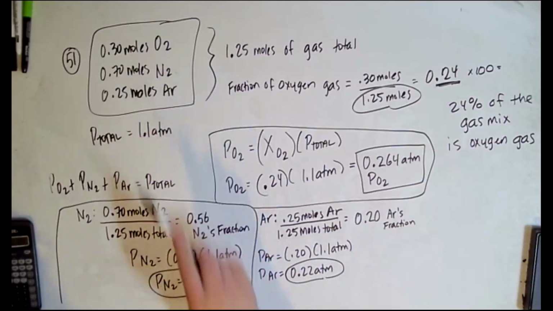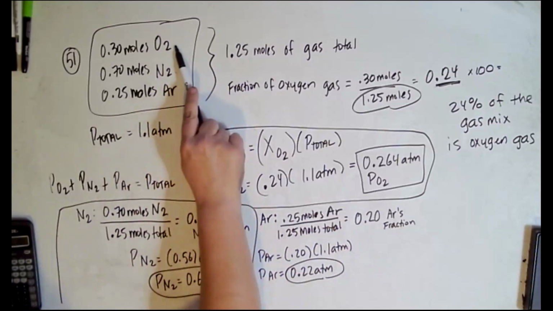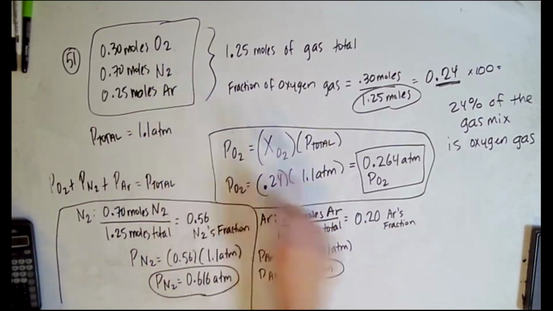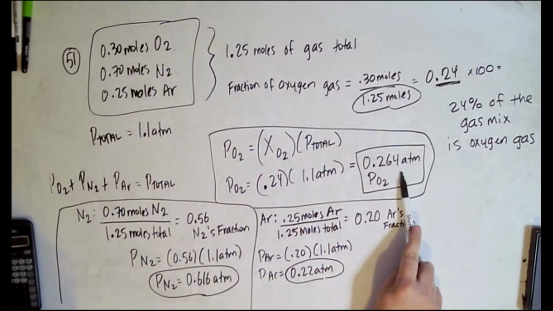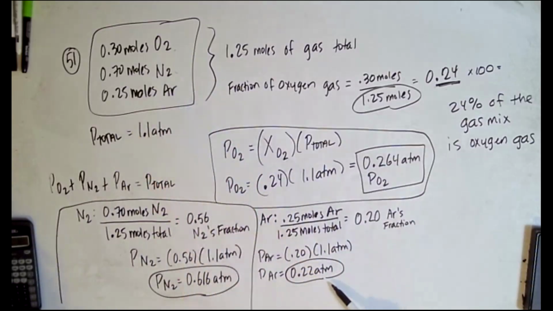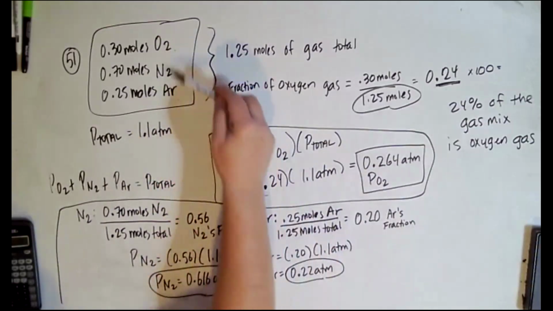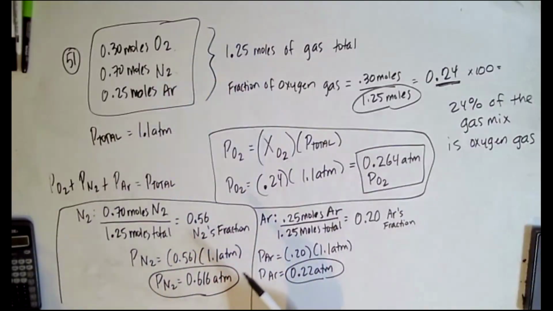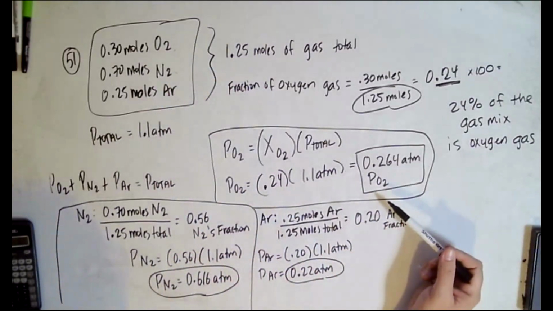Nitrogen's moles were the biggest. Nitrogen's pressure is the biggest. Oxygen was middle. Oxygen's pressure is in the middle. Argon's amount was the lowest. Its pressure is the lowest. Argon and oxygen also have amounts that are kind of close. Their pressures are kind of close.